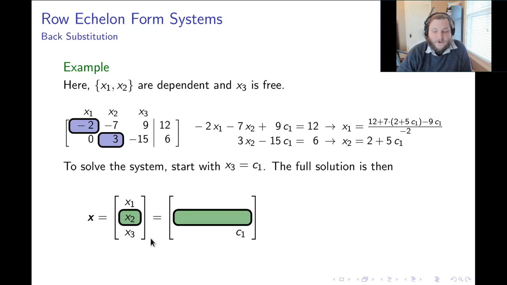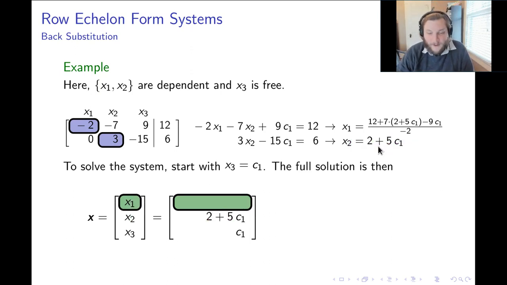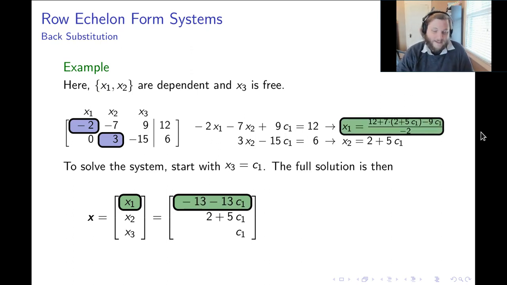What about x2? x2 was dependent, and we used the second equation to solve for that dependent variable in terms of the free variable. The expression we got was x2 equals 2 plus 5c1. So that goes into the solution vector. Finally, what is x1? Here, after solving for x2, we could solve for x1 in terms of the free variable, and we got this expression up here, and I went ahead and simplified, and I got -13 minus 13c1.